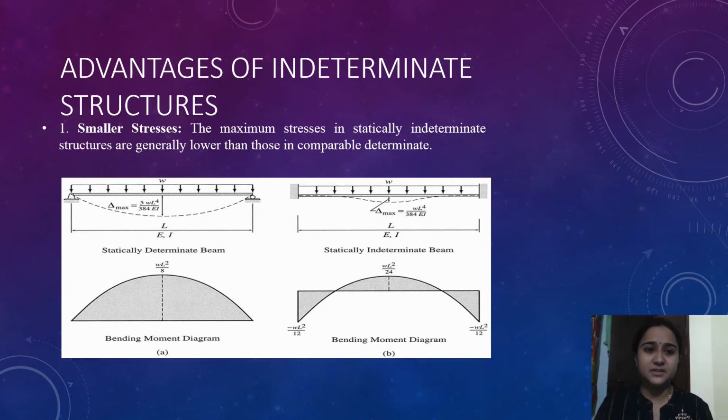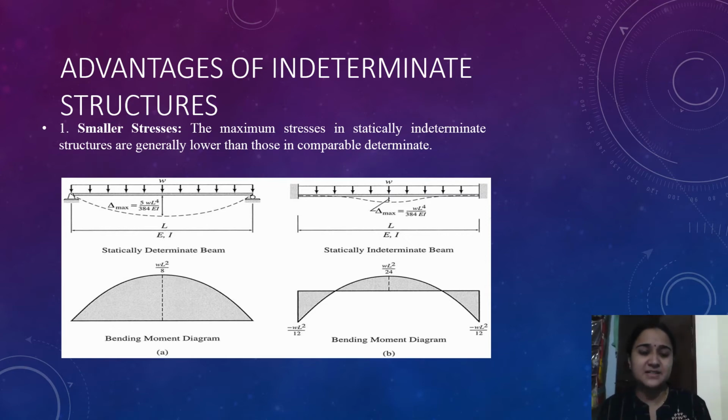Now here we'll see what are the advantages and what are the disadvantages of indeterminate structure. So can you see this diagram? There is one simply supported beam shown here. In a part of the diagram, the beam is a statically determinate beam. So how to know that the beam is statically determinate?